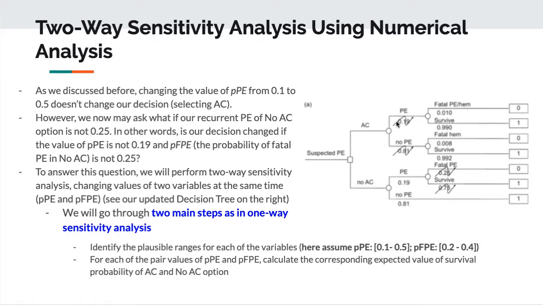Look at the tree right here. You're going to vary this variable and vary this variable at the same time. When you vary this one, this value also changes as well, and similarly, the survival probability will also change as well. So we'll go through the main steps as in one-way sensitivity analysis in order to perform the two-way sensitivity analysis.